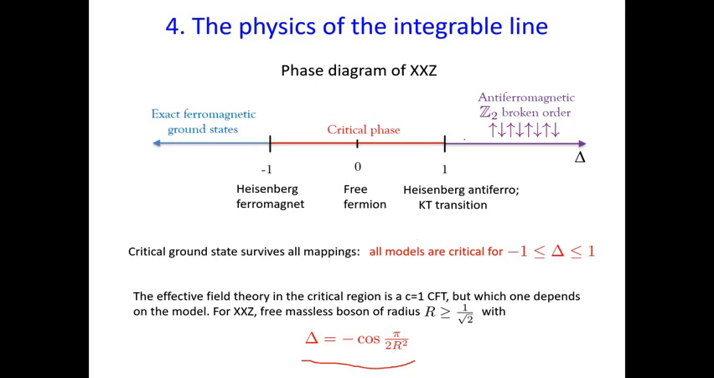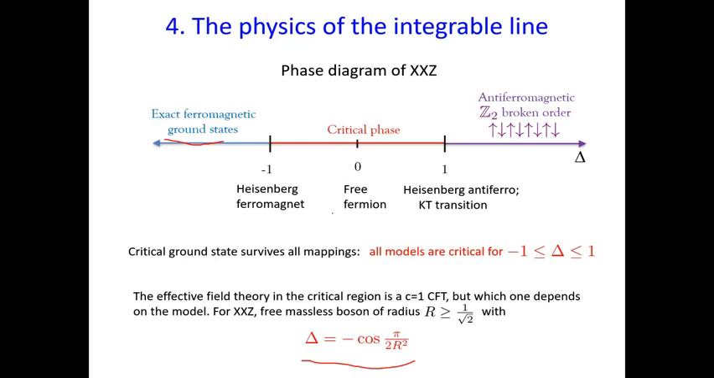So what happens when you take delta greater than 1? In my conventions, this is where the XXZ model is anti-ferromagnetic. You get an ordered phase. You don't break the U(1) symmetry, but you do get up-down sort of order. So it's an anti-ferromagnet, so you break translation symmetry like there. And over here is an exact ferromagnet. They line up, and so you get multiple ground states. So that's the XXZ diagram.